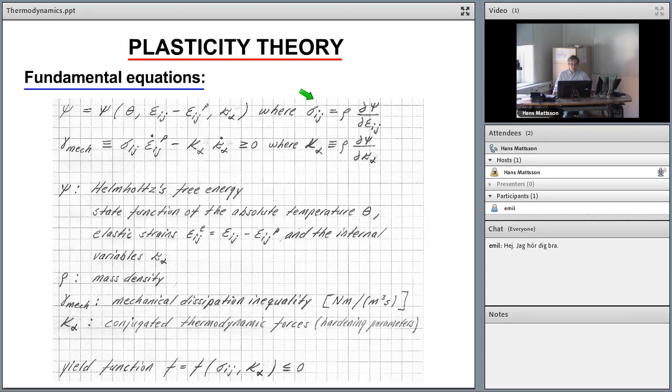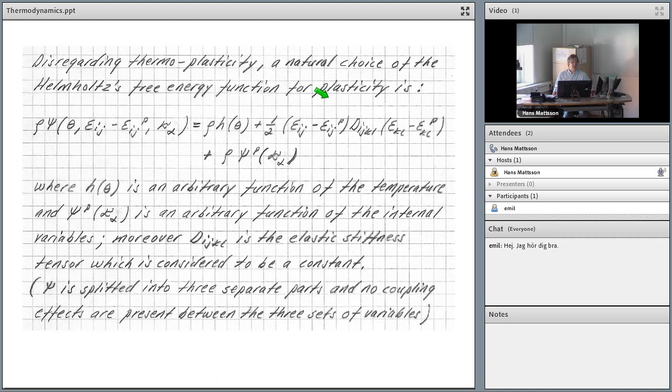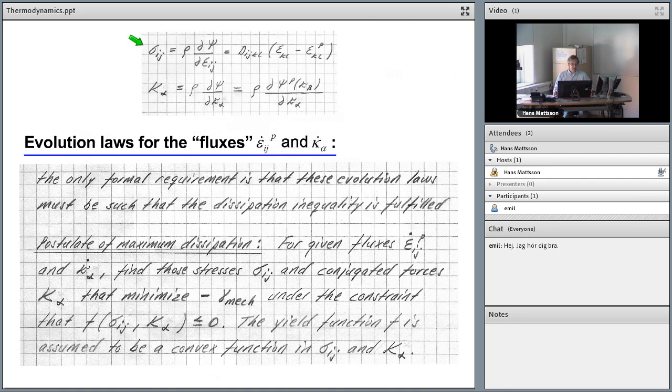We see that we have these properties here, sigma EE and K alpha, and now we have a function here, so we can take these partial derivatives and we get these results here. If we take this partial derivative here, we get this result. And then you can see that these results are Hooke's law. It's nothing else than Hooke's law.